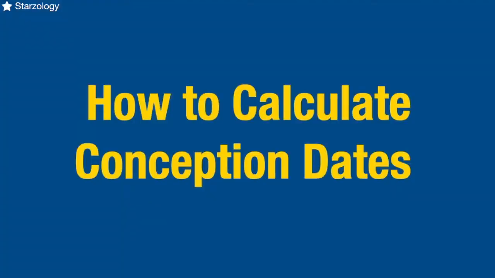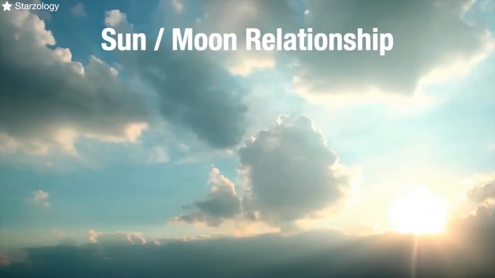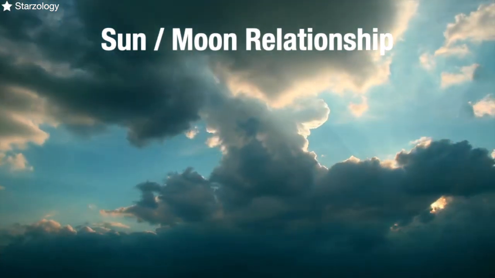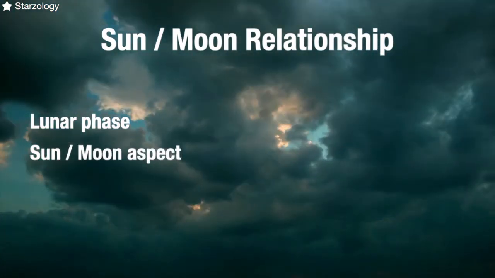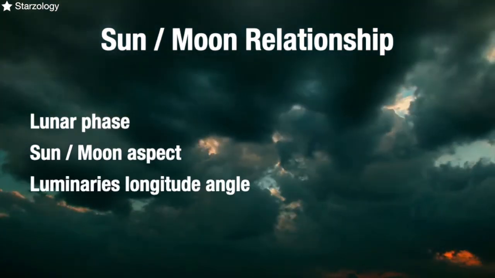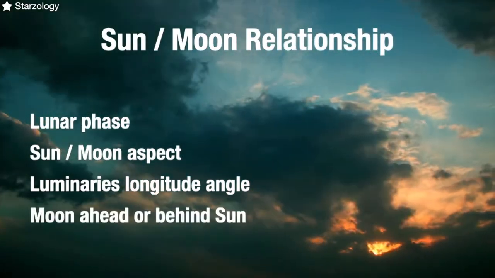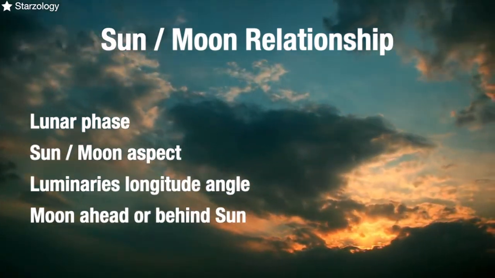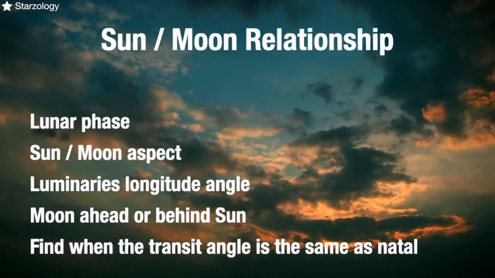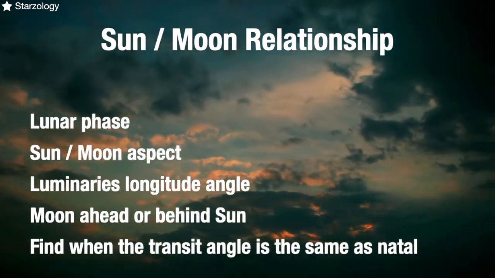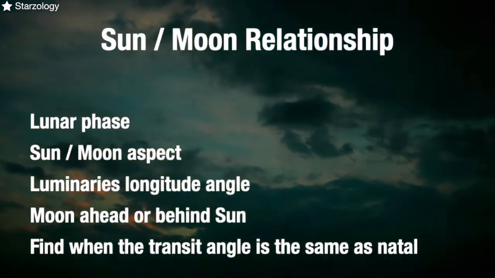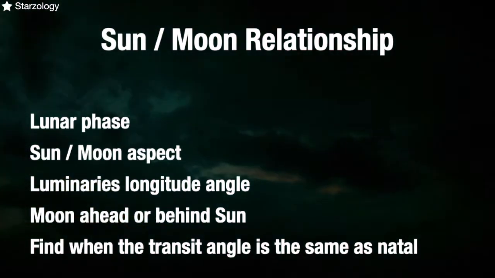So what we are doing is how to calculate conception date. So astrologically, we're going to say, well, never mind what the scientists say about how women's bodies work. We're going to look at something entirely different, an astrological theory. So we're going to be looking at the sun-moon relationship. We're going to concern ourselves with the lunar phase. We want to know what the sun-moon aspect is. We want to know about the luminous longitudinal angle, which is its position on the zodiac. We're also going to consider whether the moon is ahead of or behind the sun in the zodiac, and we're going to find when the transit angle is the same as the natal. So this is the process we're going to go through to discover the best days for fertility.